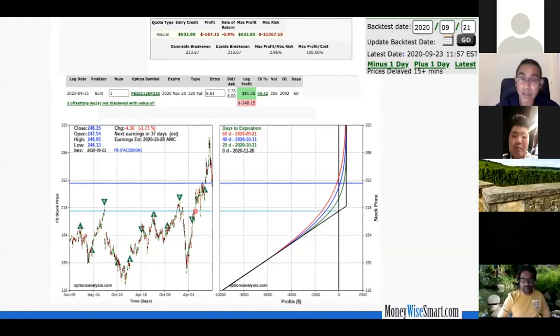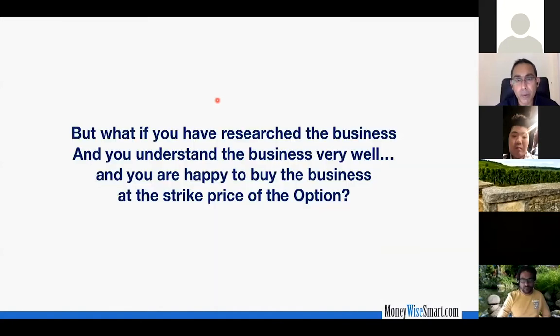So either my objective of owning Facebook at 220 is being met, or I get to pocket this $881, which is also a good thing. So that is our way of looking at selling an option, unlike a trader who would be selling that option and assuming a risk, because that trader does not have the intention of actually buying the shares.